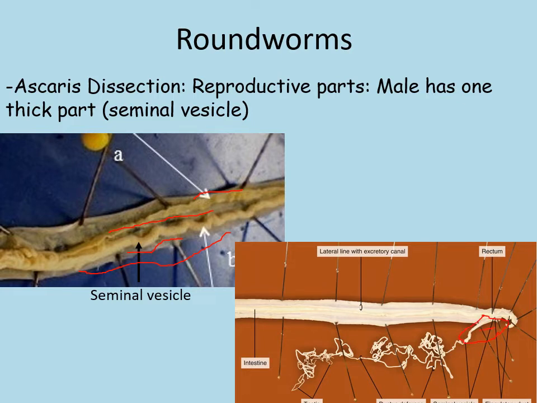There's just the one tube, one thick tube. So if you cut an Ascaris open and you saw one thick tube running next to the intestine, that would tell you you're looking at a male. Okay. So this will become more clear when we compare this to a female.